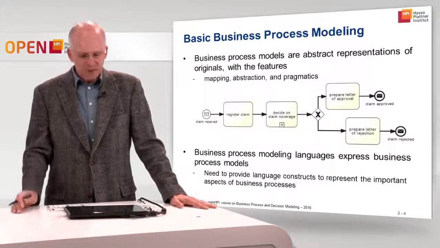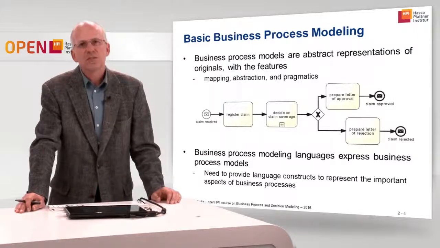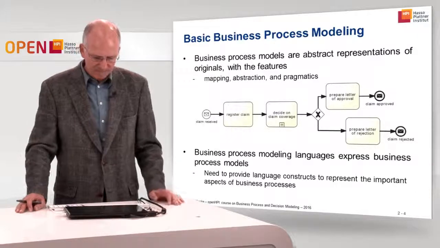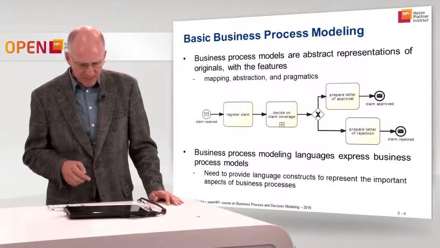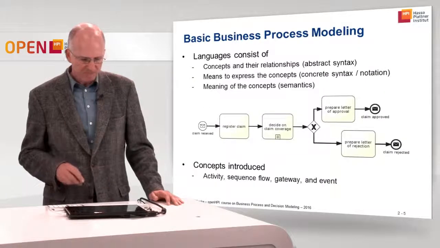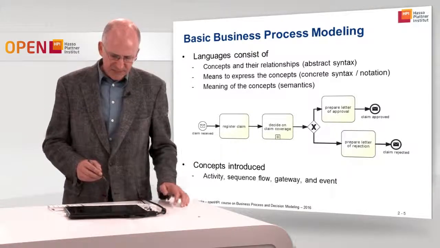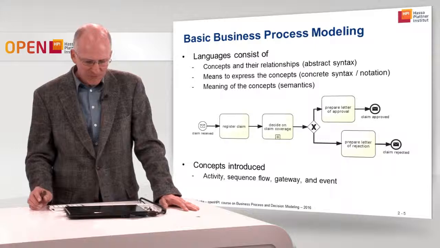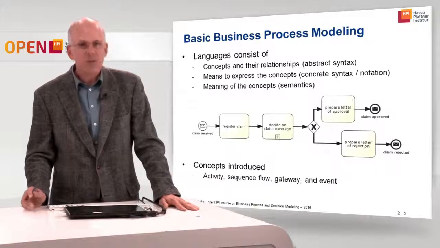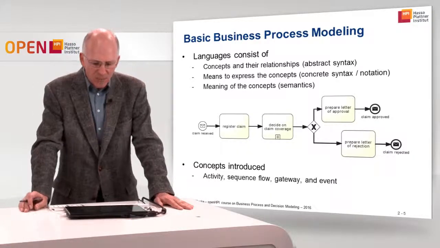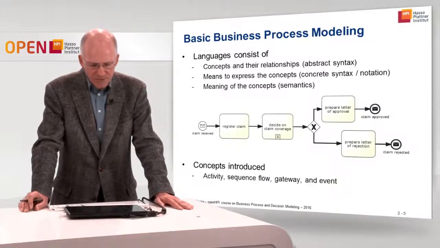So, putting it the other way around, business process modeling languages need to express exactly what we like to represent in business process models. So, these languages need to provide language constructs to represent the important aspects of business process models. In general, business process languages consist of concepts and their relationships. So that's a very fundamental finding. Whenever we encounter a language, the language contains concepts and their relationship. And this is also called the abstract syntax of the language.